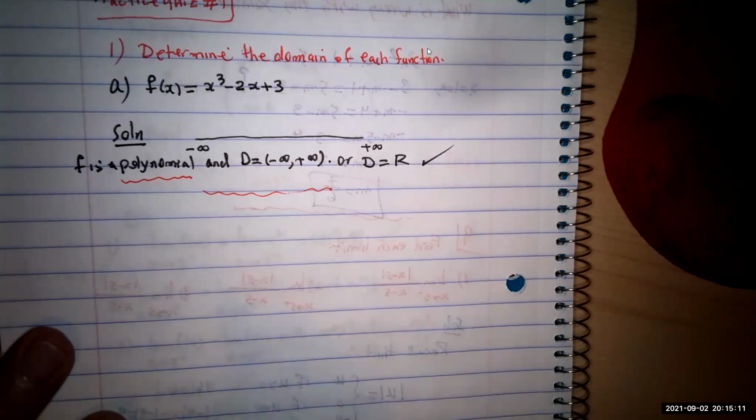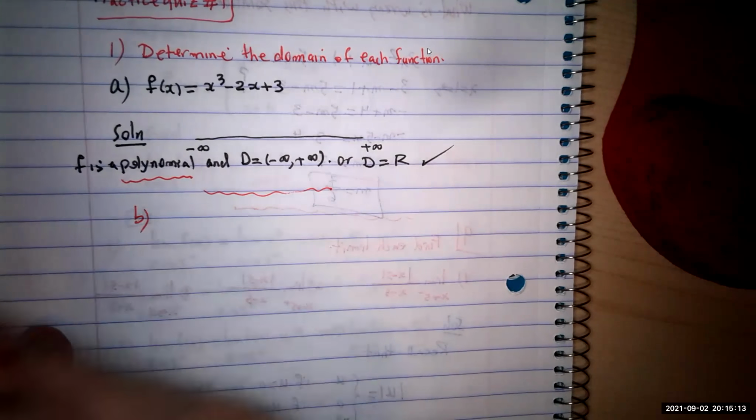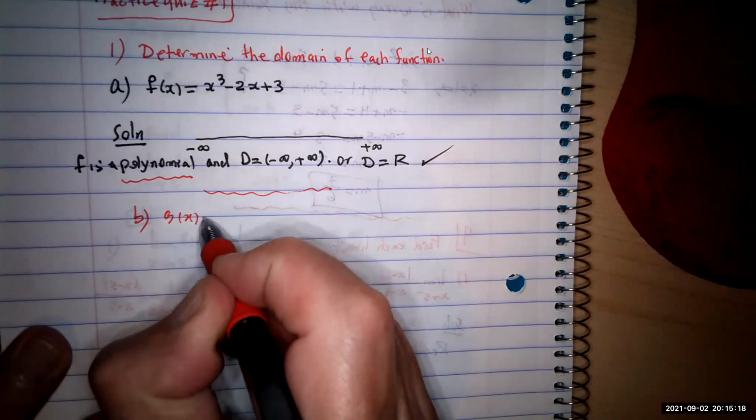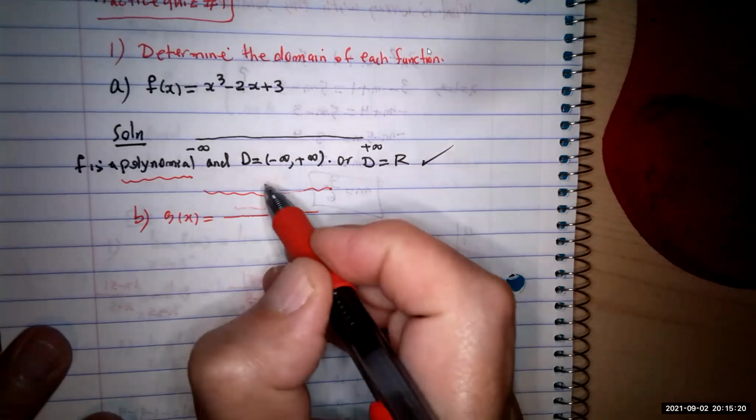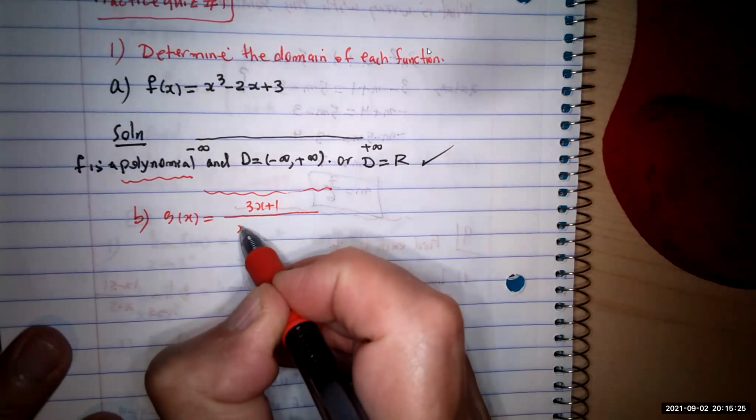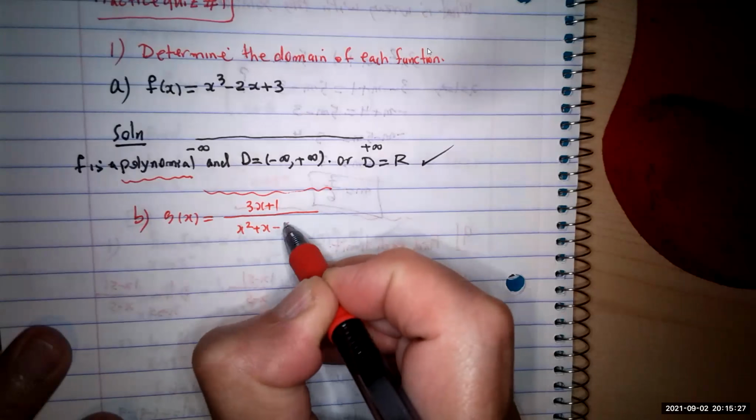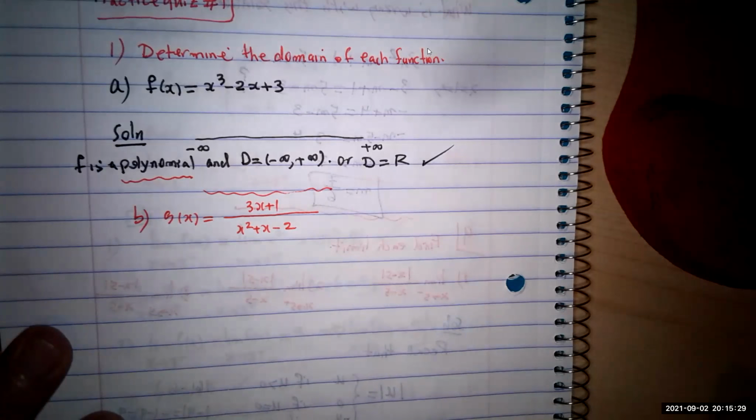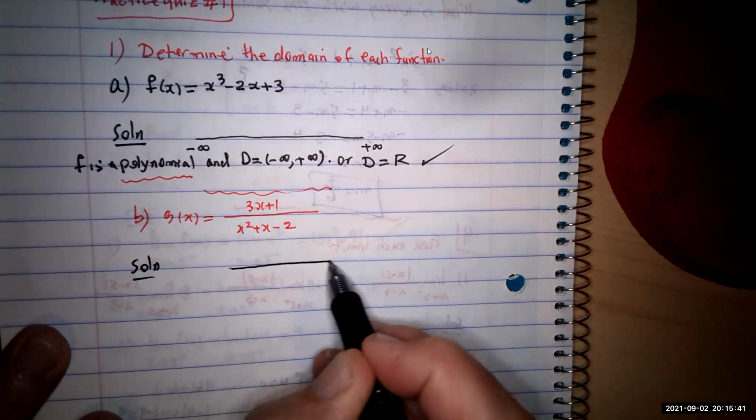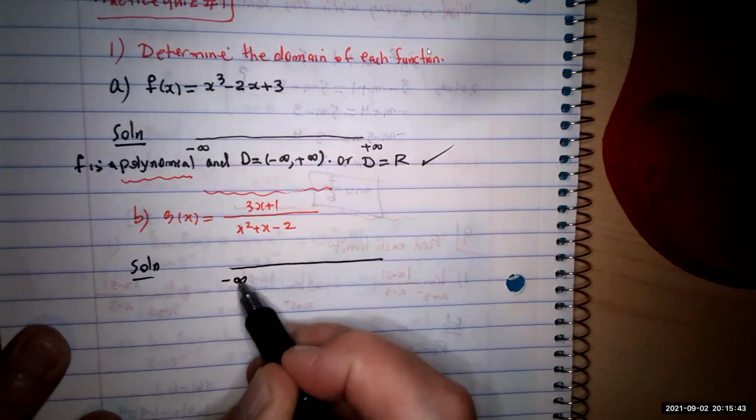Are you ready for type 2? Type 2, of course, is a rational function. g of x equal to 3x plus 1 divided by x squared plus x minus 2. You see, the extra operation is division. When we get the division, there is a restriction, of course. So the solution is going to be, you get the free agent of x. These are optional, but I like to denote it.